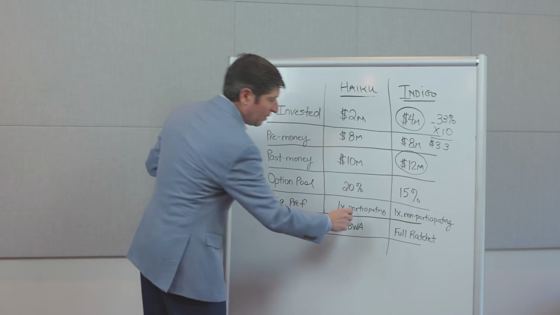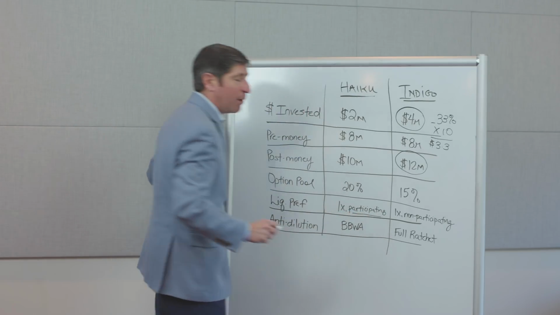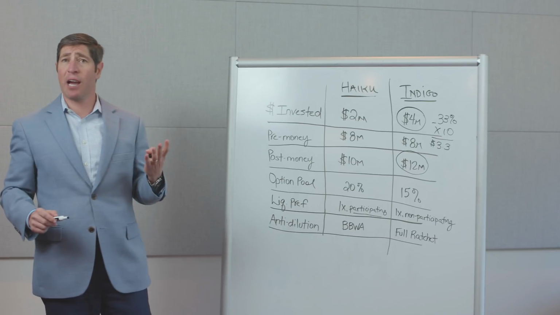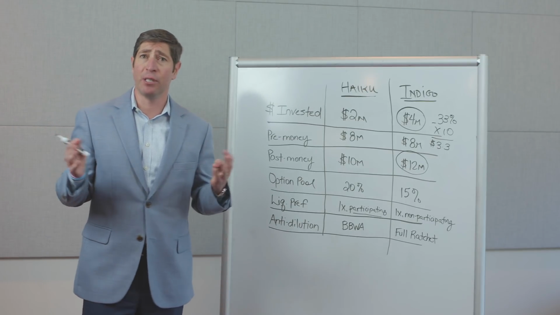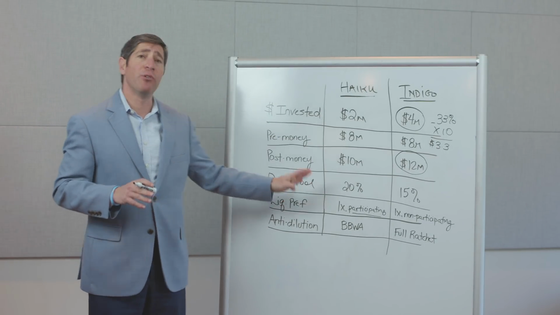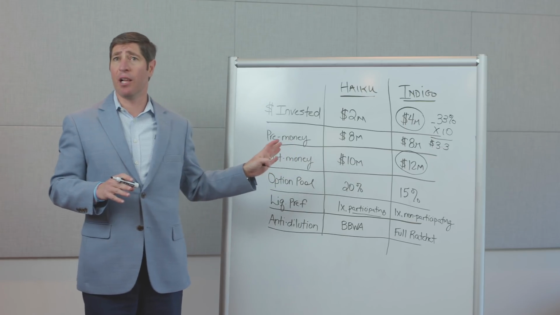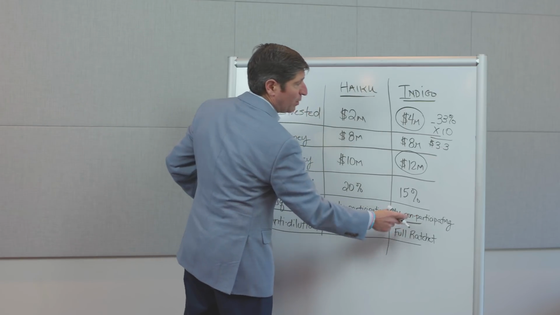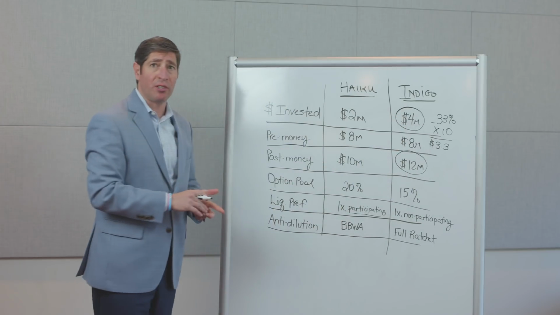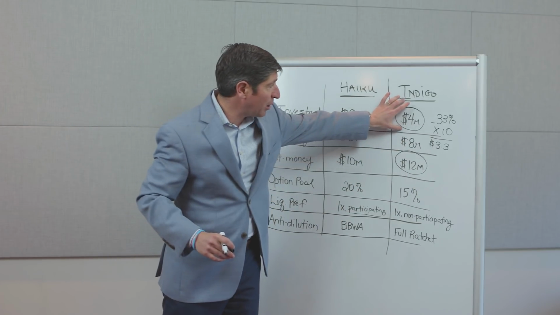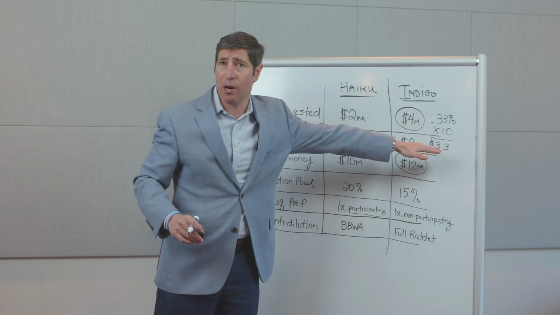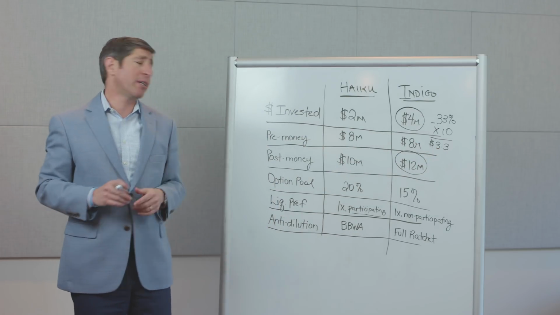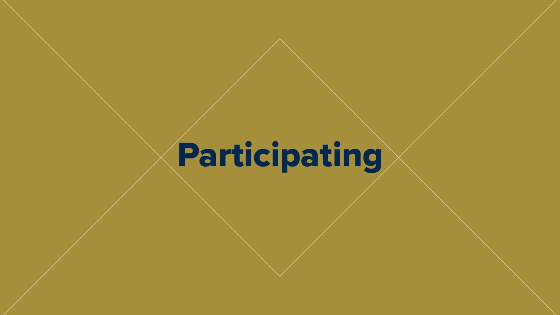Now, participating is slightly different, and it's actually much more advantageous to the venture capitalist and, quite frankly, deleterious for the entrepreneur. We generally do not see it very often, particularly in Silicon Valley, but it's good for you to understand how it works. Remember, in non-participating, we said the venture capitalist gets a choice. They can take either the greater of their liquidation preference or the amount that they would otherwise be owed if they were an equity owner in the company. What participating means is they actually don't have to make a choice, but they get to double dip.